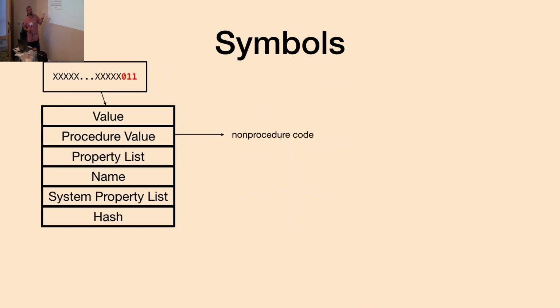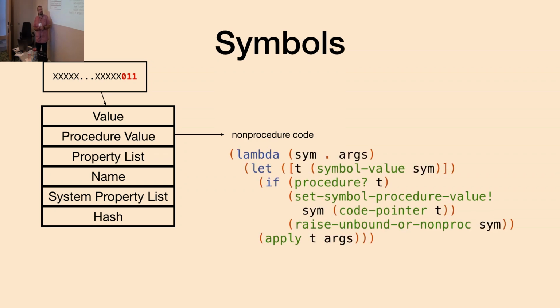So the procedure value field is kind of interesting. It starts out pointing to this thing called the non-procedure code. And we have this procedure value here so that when someone calls something based on a symbol, we can go straight off and execute it. But the first time it's called, we have this little bit of dispatch code. Now, this isn't actually the code that's there, because the actual code that's there is a little bit of handwritten assembly, well, a high level of assembly written inside of our compiler.